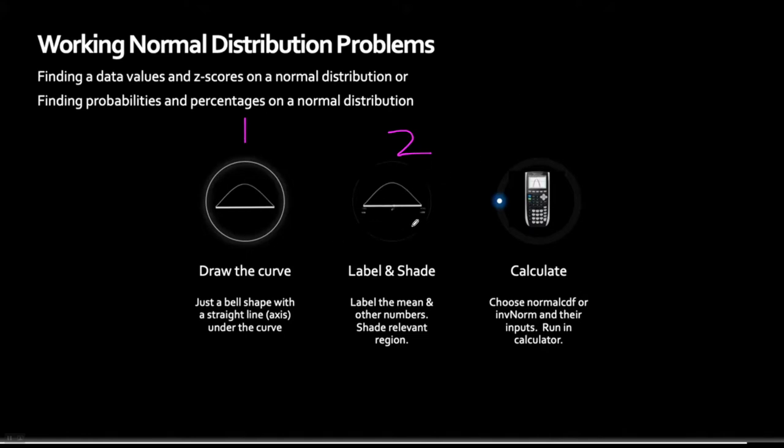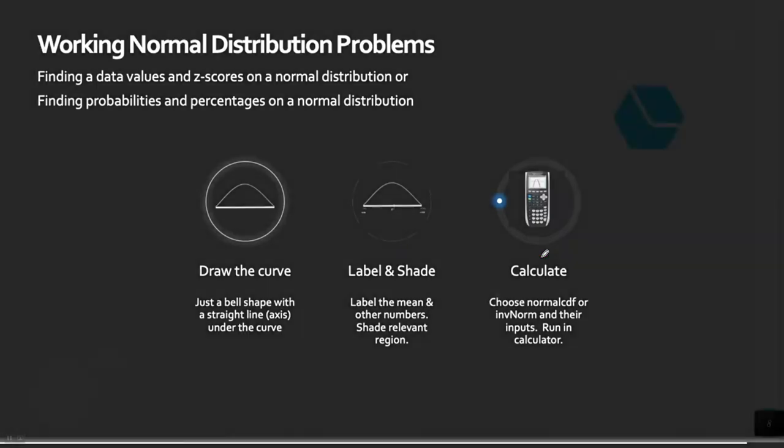And then what we label and shade on here is going to tell us which calculator function to use and what the inputs are for almost all of the inputs. So we're set up once we've drawn the curve and we've labeled and shaded. And step two helps us confirm what we get in the calculator to see if it makes sense as well. So this is just a really nice process, and really tremendously helpful for doing these types of problems.